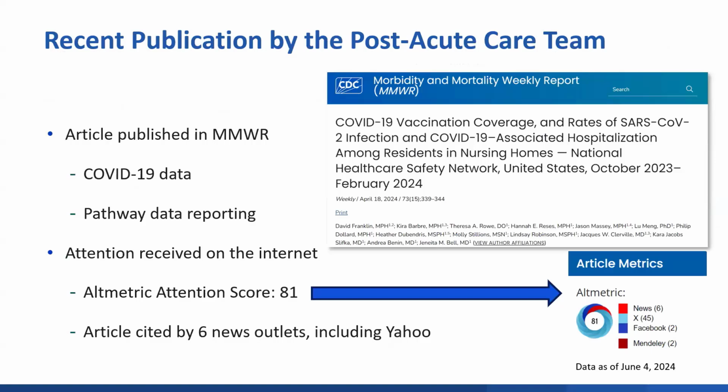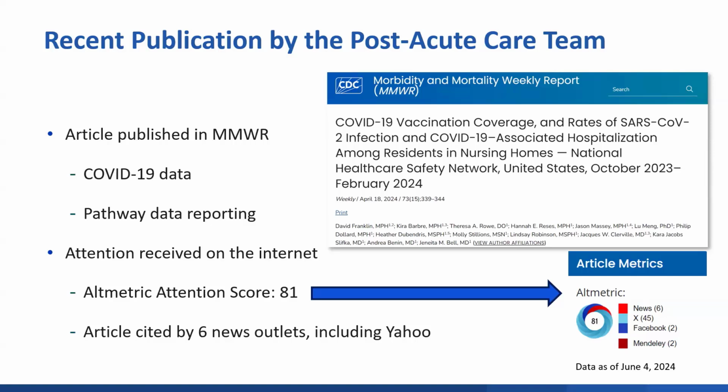Here's the recent publication by the post-acute care team. The name of the publication is the COVID-19 coverage and rate of SARS-CoV-2 infection and COVID-19 associated hospitalization among residents in nursing home from the period of October 2023 to February 2024.